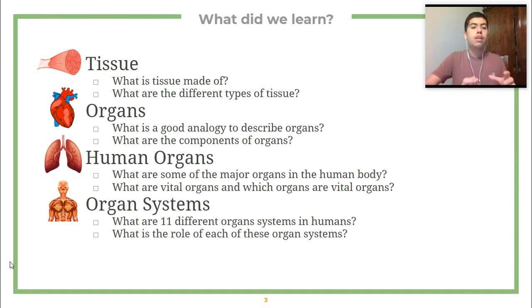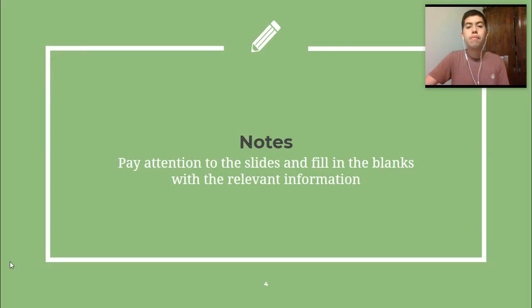And then on Wednesday we focus on human organs. So what are some of the major organs in the human body? What are vital organs, and which organs are vital organs in the human body? And then finally you learn about organ systems. What are the 11 different organ systems in humans? And what is the role of each of these organ systems? So these are some questions that you should answer, but we'll review them today so you'll be able to answer them by the end of the video.